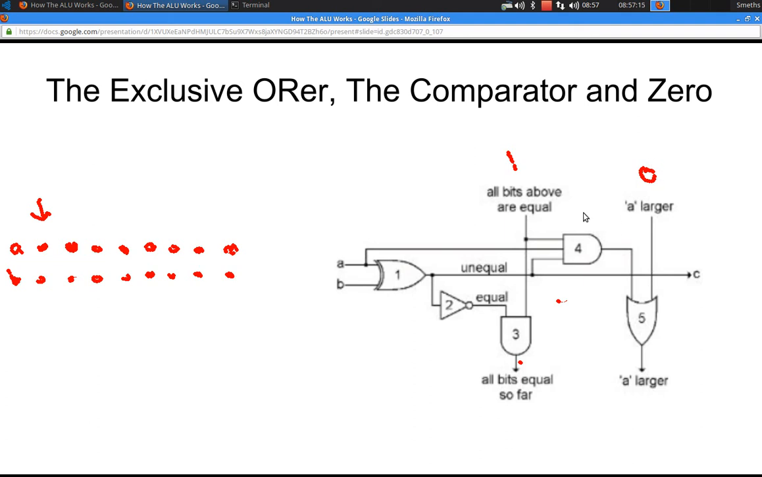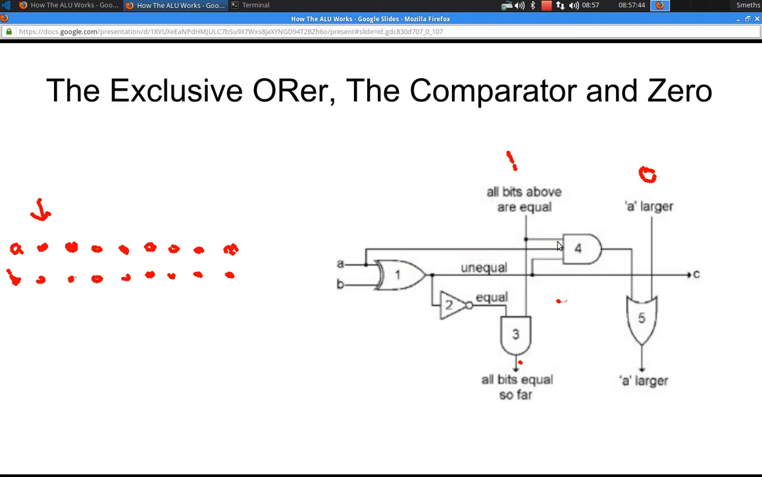Now there's an AND gate with 3 inputs here, so either A is larger because it's been found to be larger above, or the other way this can happen is A can be larger if it's found to be larger now. That would mean they must be unequal, that's one input. A must be 1 and B must be 0, that's the other, and all the other bits above have to be equal.